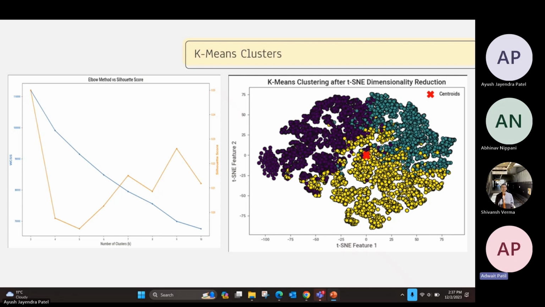On the right side, we can see all the three clusters are well defined. The purple is the one which is highly prone to credit card fraud, whereas the other two are less likely. And we can see that our K-means algorithm does a pretty good job of differentiating all the three clusters. Next slide.